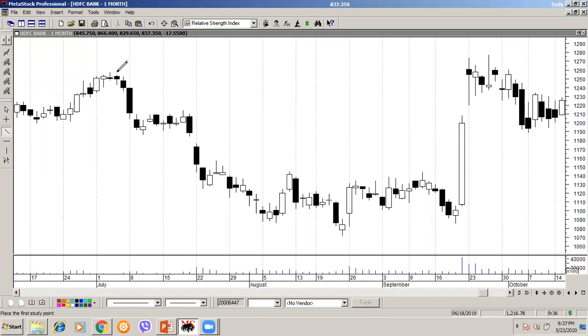So this is point 1, this is point 2, right? I join these 2 points. The construction of a trend line has started, but it is not a valid trend line. I extend the line in the future. Around here, we see a check of a trend line has happened.